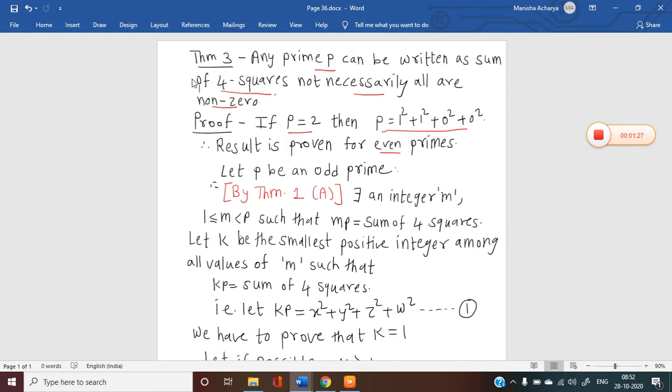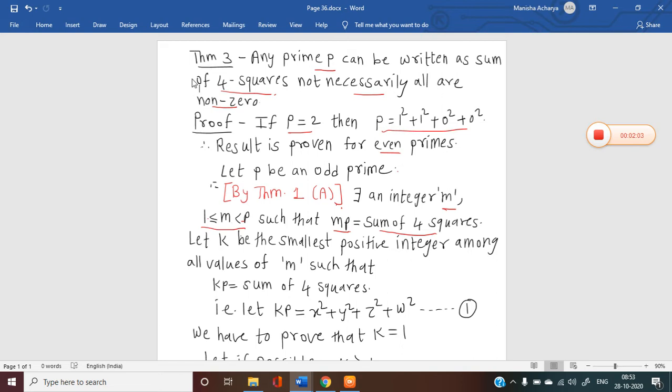In this theorem 3, we are going to make use of both theorems, theorem 1a as well as theorem 2. By theorem 1a, there exists an integer m with 1 ≤ m < p, such that mp can be expressed as a sum of four squares. So by that theorem, there are some values of m between 1 and p so that mp can be expressed as a sum of four squares.